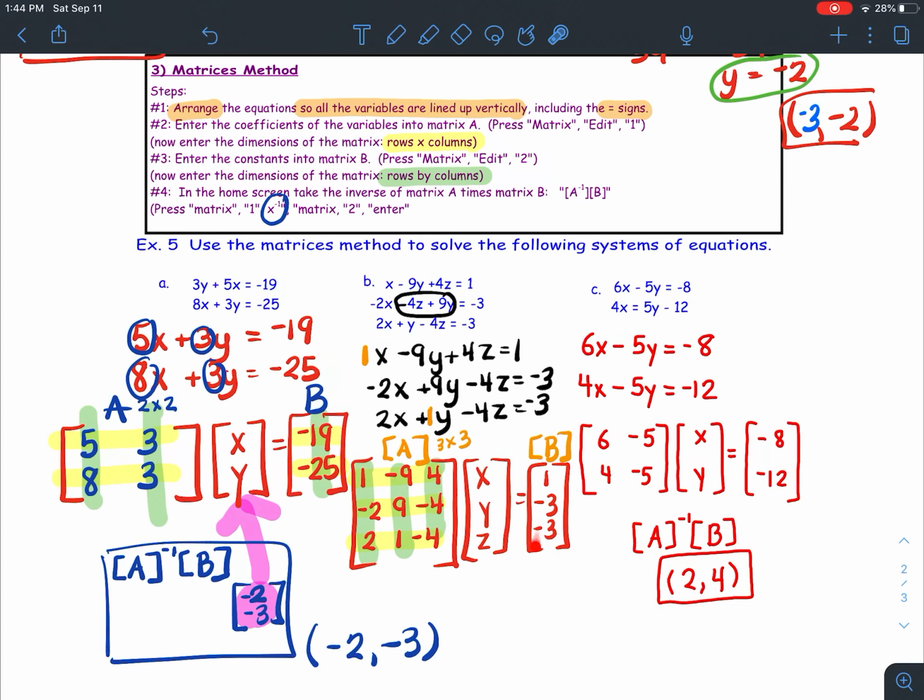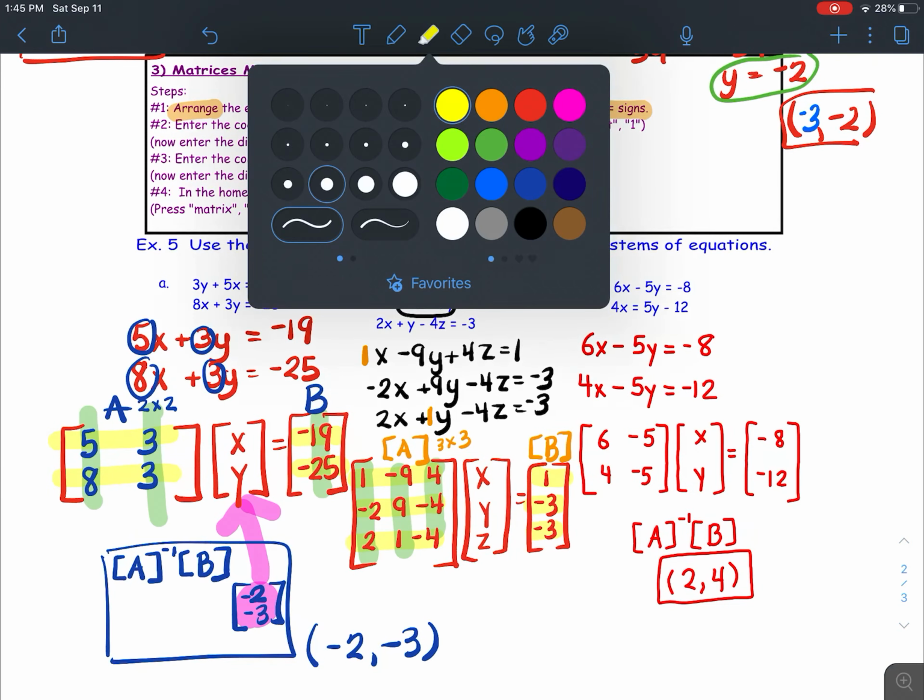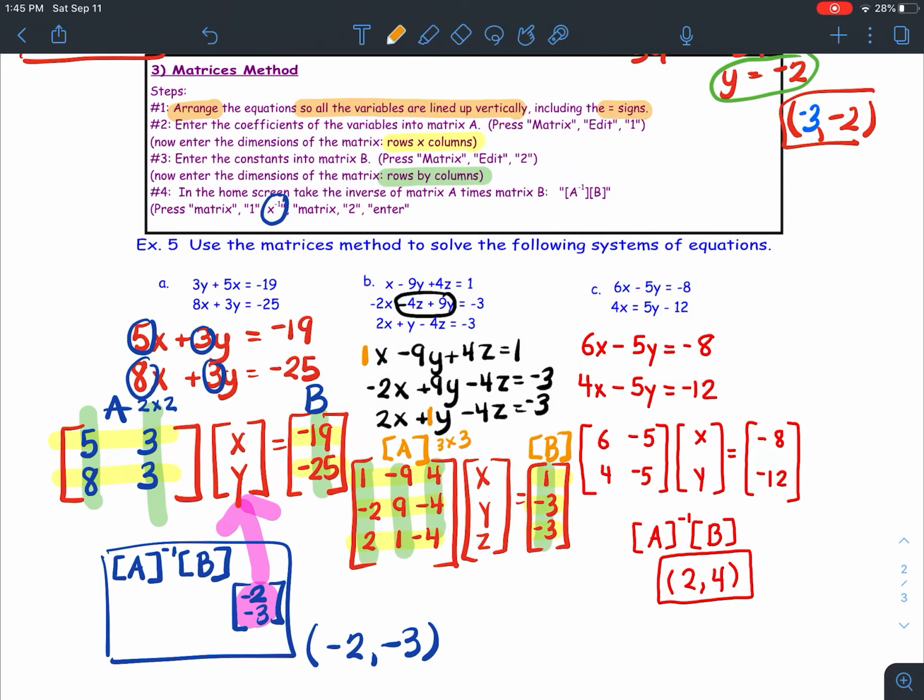Okay, once you have that in, now we need to put matrix B into our calculator. So let's look at what the dimensions are going to be for this. There are 3 rows still, but matrix B only has 1 column. So the dimensions for matrix B are 3 by 1. So go back and hit second matrix, all the way over to the edit menu. Choose number 2 for matrix B and change the dimensions to 3 by 1. That should allow you to type these 3 numbers in here. When you've got matrix B filled in, now you want to go back to the home screen.